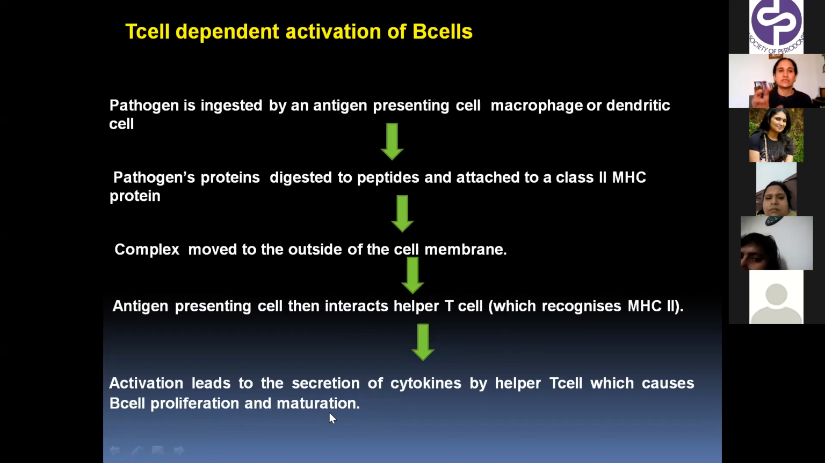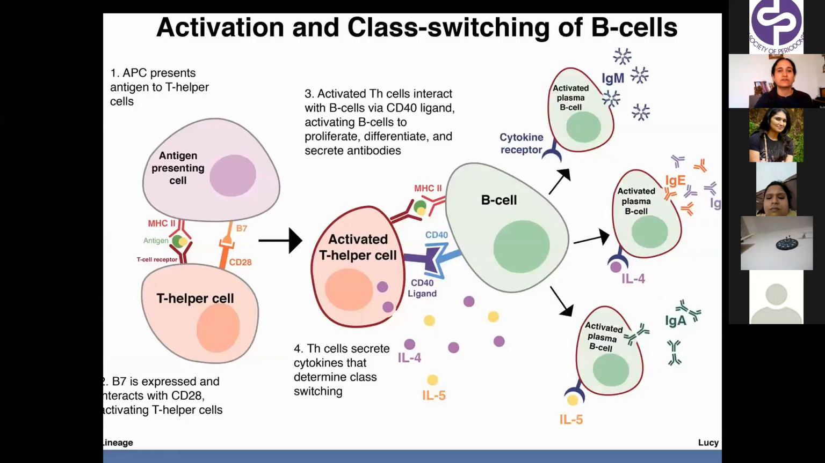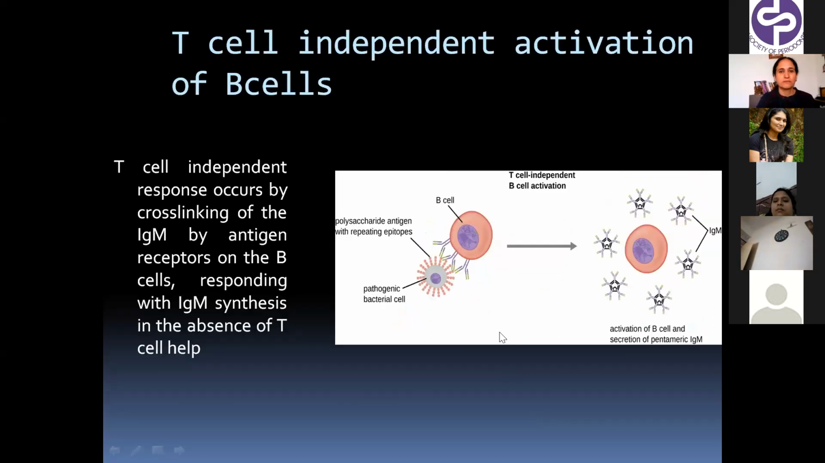So you can have a T cell dependent activation of B cells, and you can have T cell independent activation of B cells. This is another diagram: antigen presenting cell, activated T helper cell in collaboration with MHC 2 proteins. B cells are activated there, and IgM, IgE and IgA are produced by the B cells. Now this is an independent mechanism.